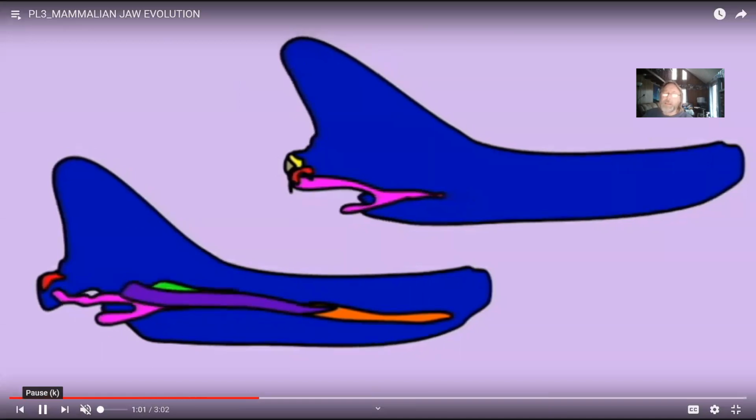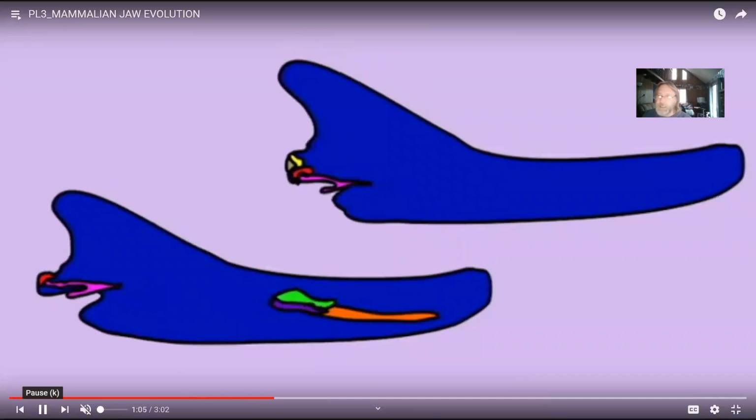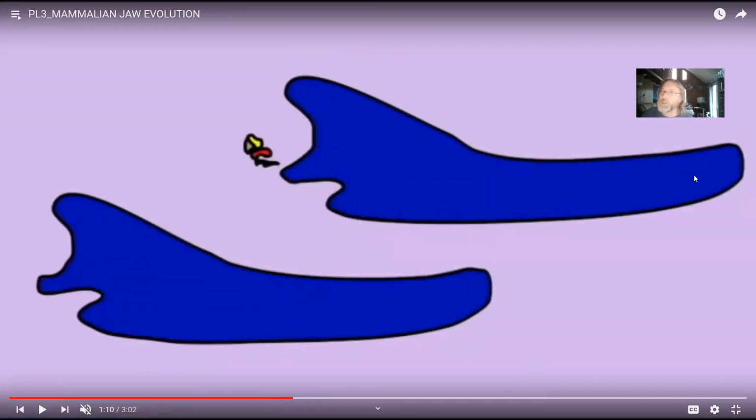By the time you get to the first mammals, this transition is either complete or virtually complete, so that the lower jaw in mammals is just one single bone, this dentary. And it's the dentary which now contacts the temporal bone to make a temporomandibular joint.